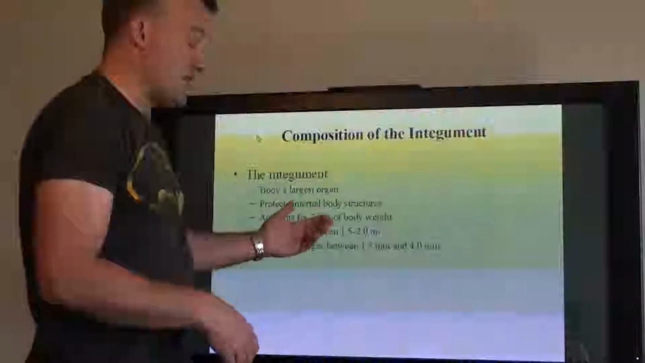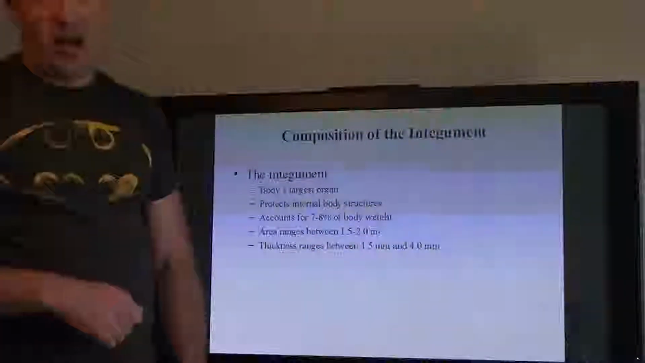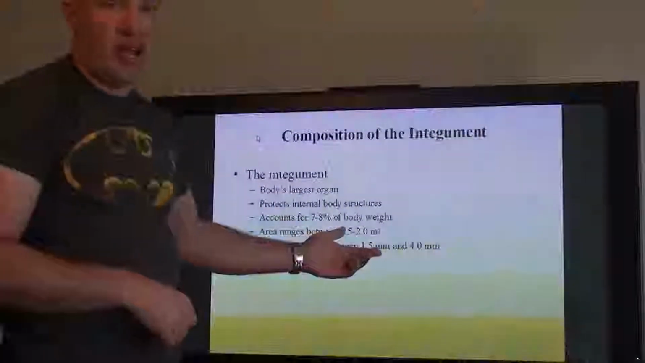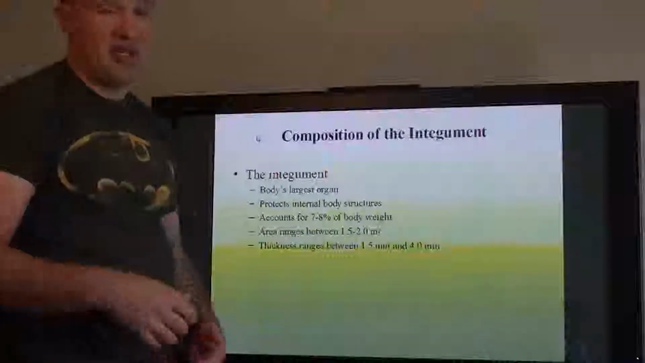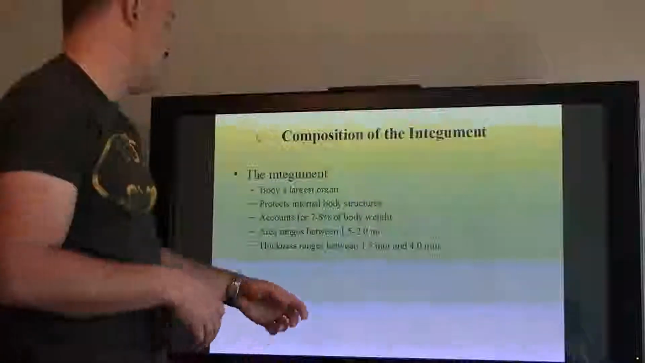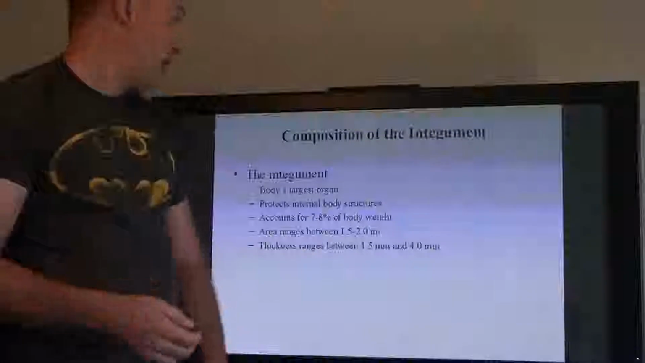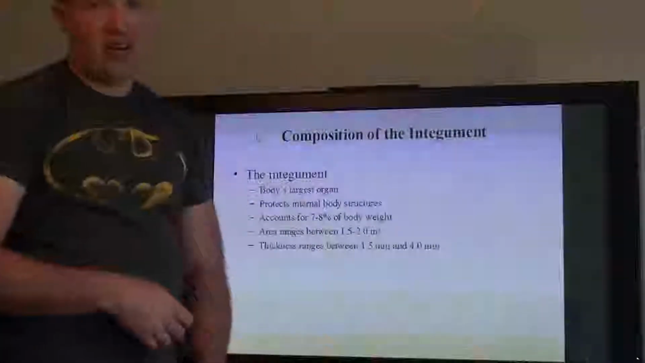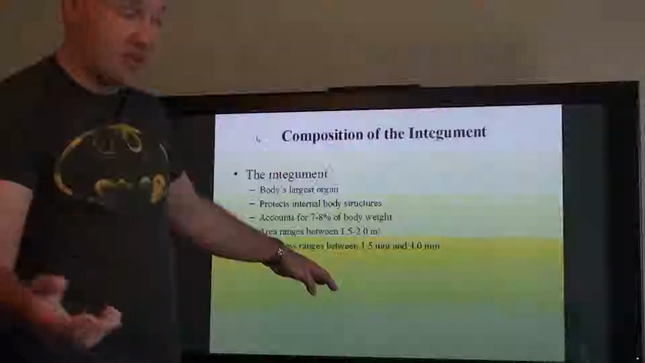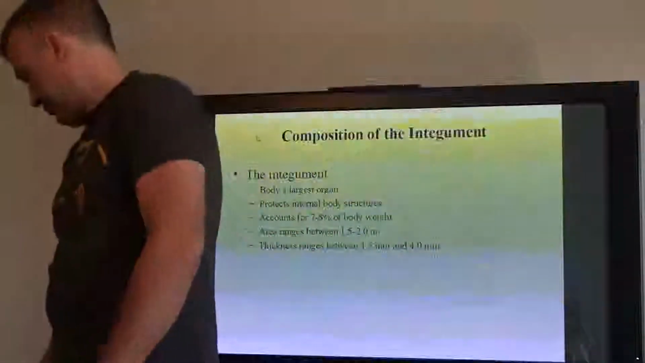Alright, so again, the integument, the skin, the cutaneous membrane, is the largest organ in the body. It's a barrier between the inside world and the outside world, so part of its function is to protect internal body structures, organs, other tissues, other systems. The skin weighs about 7 to 8% of our total body weight. The surface area is about 1.5 to 2 square meters, and its thickness ranges between 1.5 and 4 millimeters.